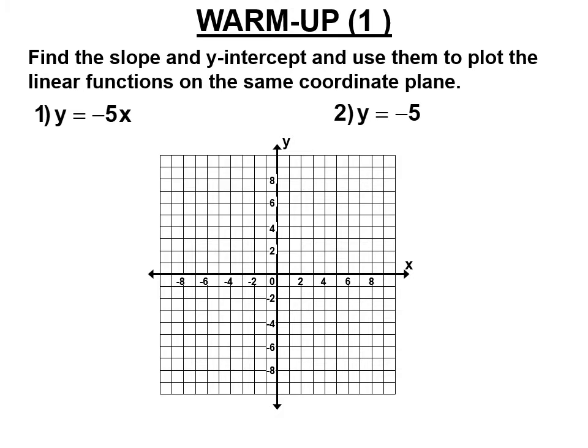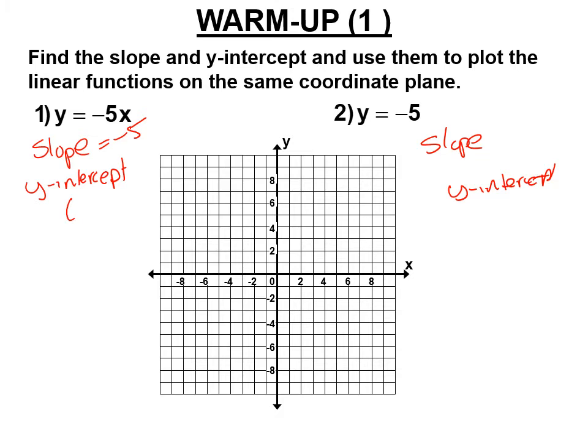So graph both of these on the same graph. If you're doing a sketch, do them both on the same one. You're finding the slope and the y-intercept of both of these. In the first one, the slope is -5, and the y-intercept is (0, 0). That's why there's nothing there. It's y equals -5x plus 0. Y-intercept is (0, 0). Slope is -5, so that means down 5 over 1. And you can go backwards there. And that's our first one, y equals -5x.